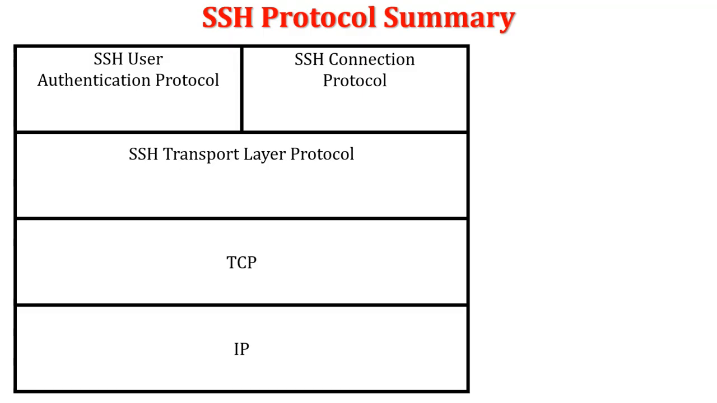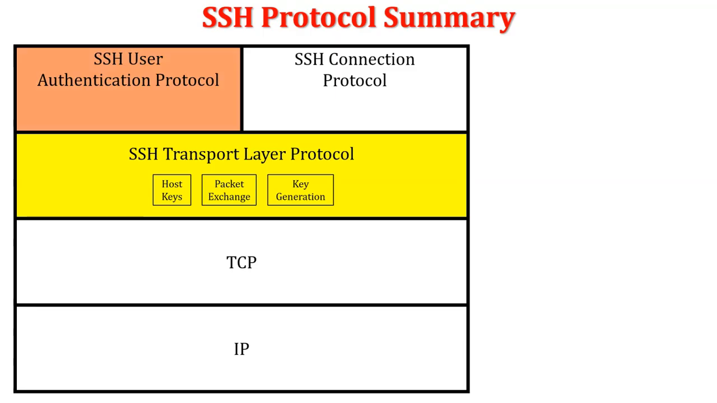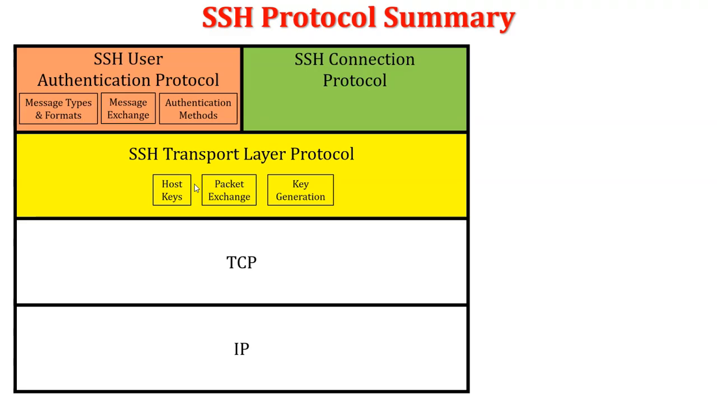Now check the SSH Protocol Summary. First of all, we have discussed the SSH Transport Layer Protocol. In this protocol, I have discussed host keys, packet exchange, and key generation. Then we discussed the SSH User Authentication Protocol, in which I discussed message types and formats, message exchange, and authentication methods. And then we discussed the last protocol, the SSH Connection Protocol. In this protocol, I have discussed the channel mechanism, channel types, and port forwarding.